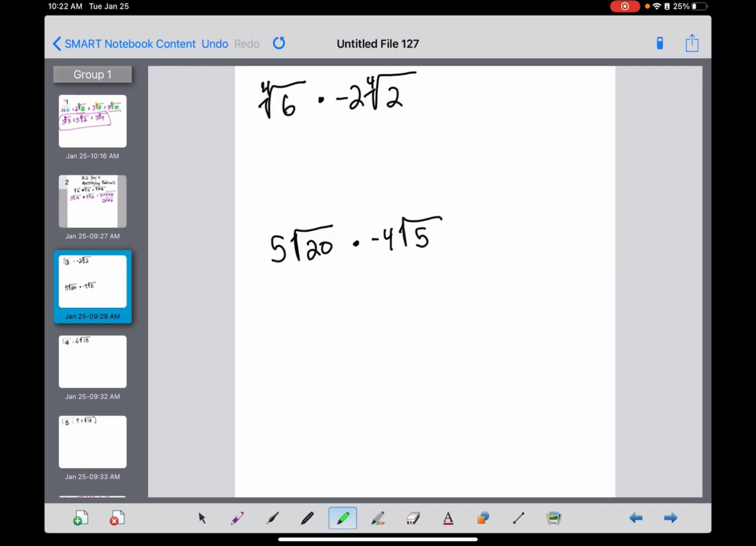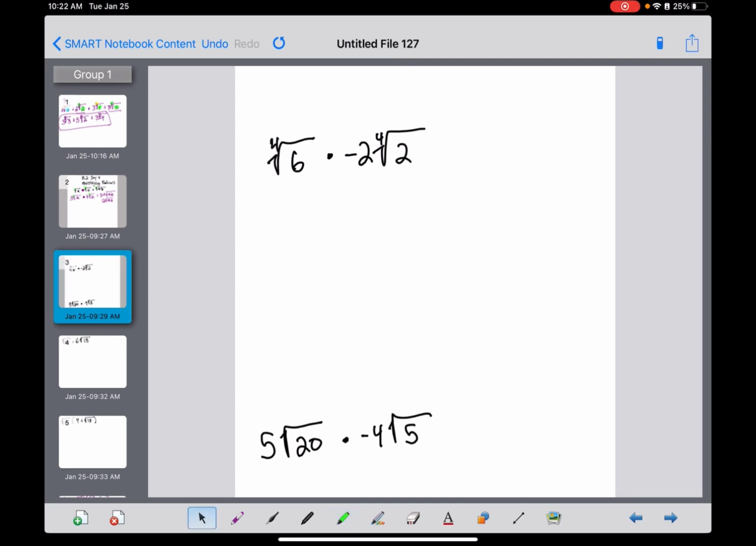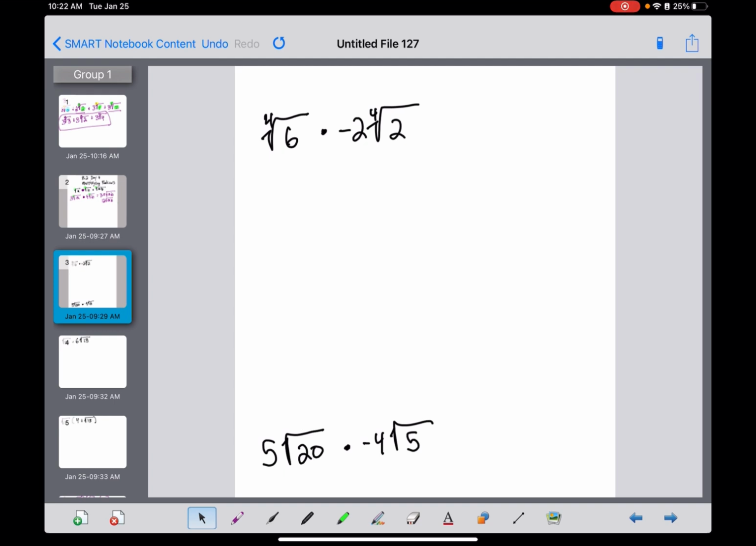First situation we're going to look at is just multiplying two things together. So we've got the 4th root of 6 times -2 times the 4th root of 2. We check the indexes. The index is 4. The index is 4. We're good to go. We multiply on the outside by what's on the outside. There's understood to be a 1 there. 1 times -2. That's -2.